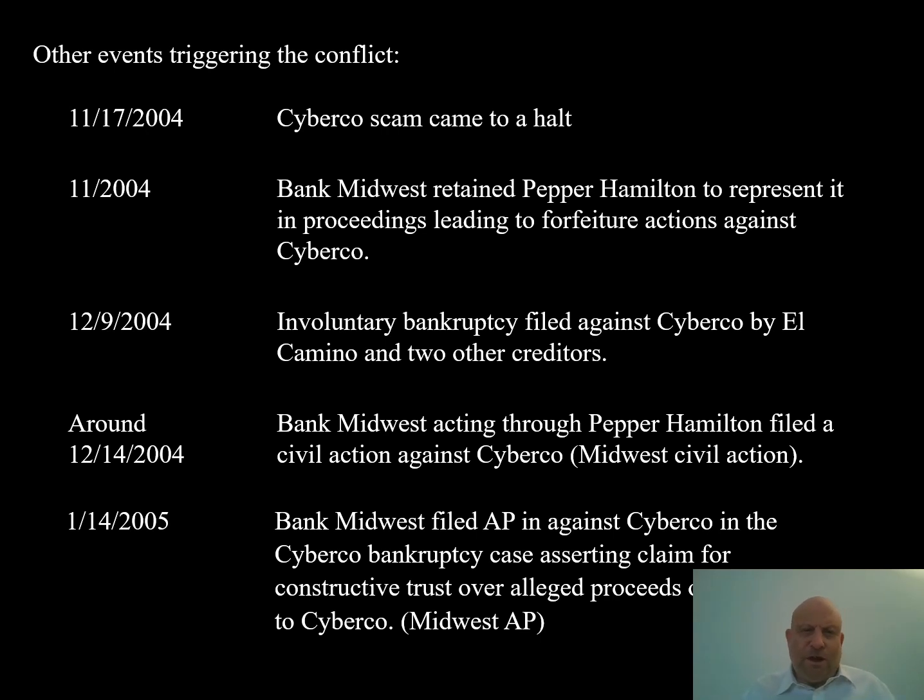So as you can tell in the slides, I'm just going to give you a general background of what happened here. So Cyberco comes to a halt. Everybody finds out it's a big fraud. Midwest, using Pepper Hamilton, gets involved in forfeiture actions that the U.S. government files against Cyberco, and then an involuntary bankruptcy is filed. Midwest again gets involved in adversary proceedings against Cyberco, and they're represented by Pepper Hamilton again.